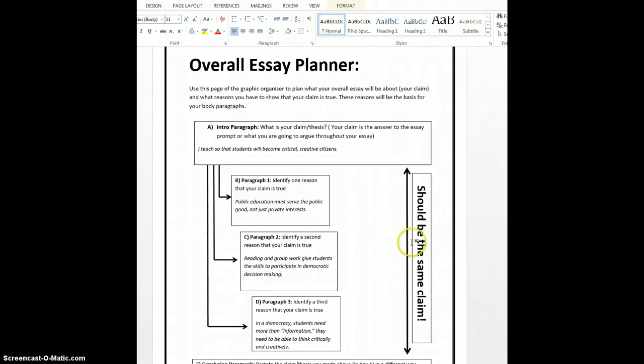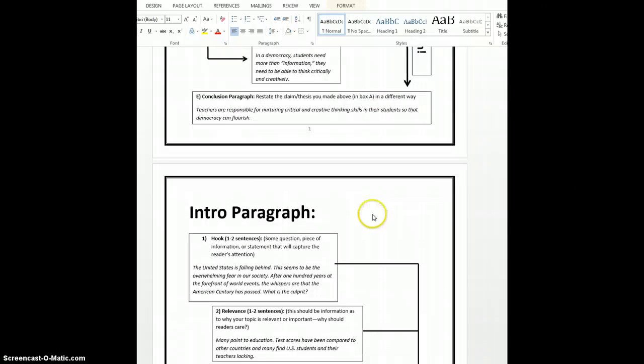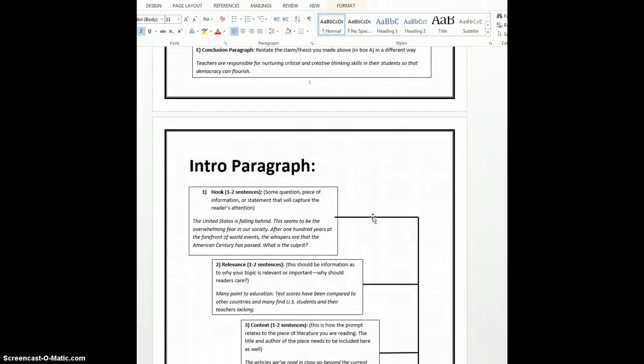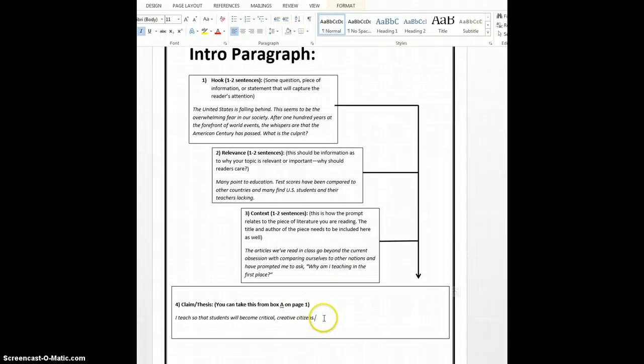Once you've completed your essay planner outline on that first page, you're going to move down to the second page where it talks about an introduction. The first thing you'll probably want to do is just take your claim here and copy and paste it, and you're going to put it at the very bottom of your introduction. So on your intro paragraph page, you're going to put it right down here. All right, that is where your claim will go. Your claim will be the last thing in your introduction, the last sentence.